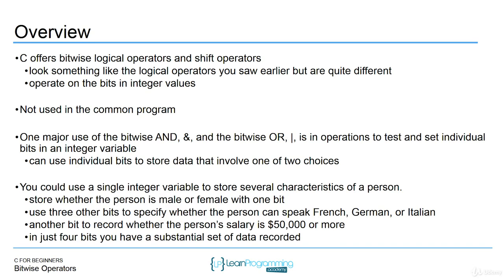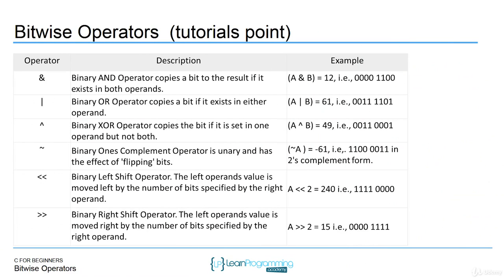And this is where the bitwise operators come in handy. Okay, so the bitwise operators are summarized here. And again, another nice table I got online. They look similar to logical operators, but again, don't confuse them. So the ampersand by itself is a binary AND operator. What this is doing is copying a bit to the result if it exists in both operands.